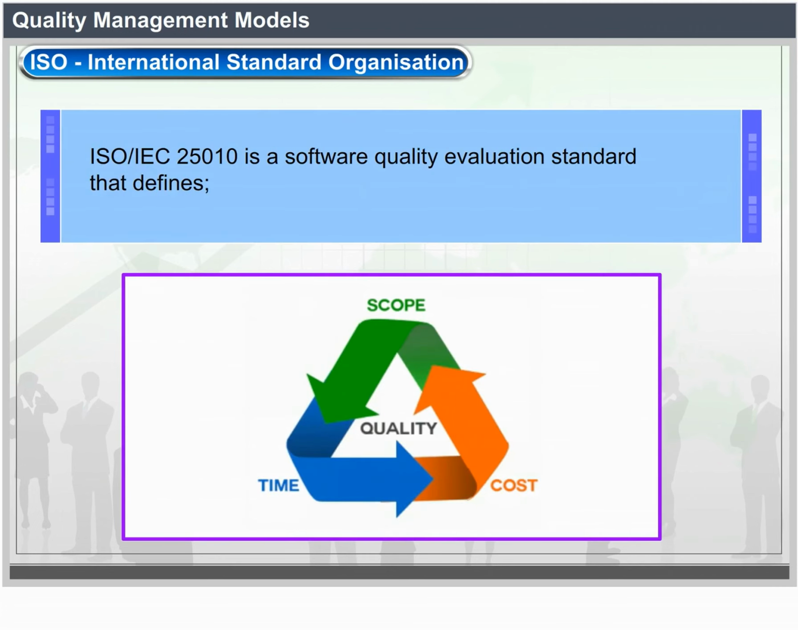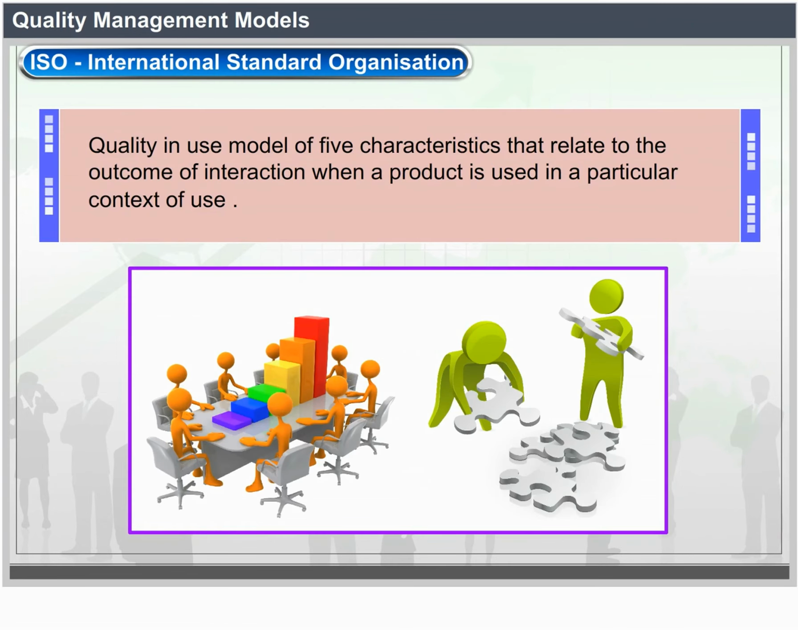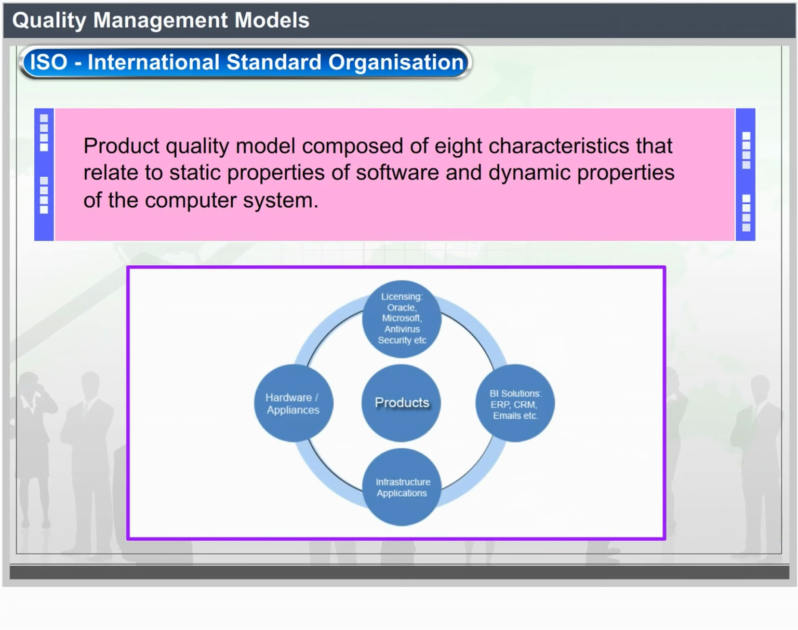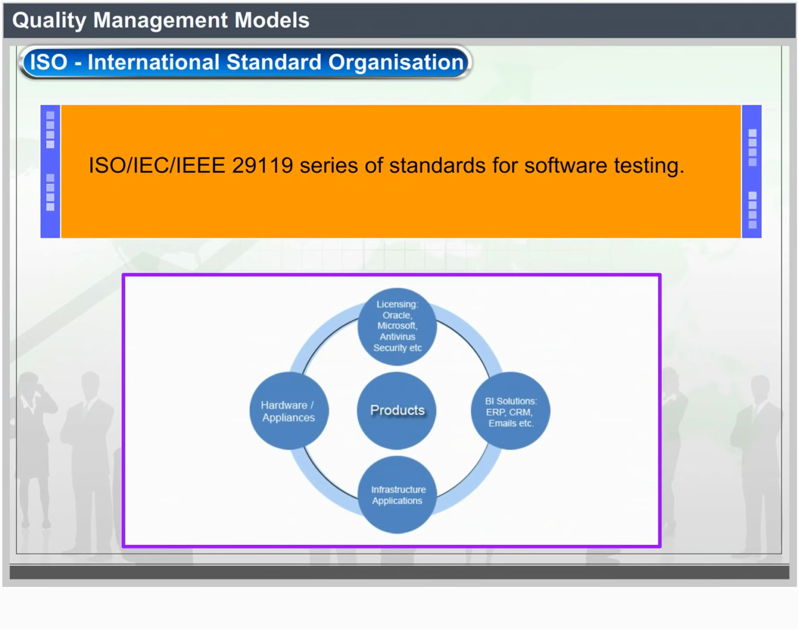ISO IEC 25010 is a software quality evaluation standard that defines a quality in use model of 5 characteristics that relate to the outcome of interaction when a product is used in a particular context of use. The product quality model is composed of 8 characteristics that relate to static properties of software and dynamic properties of the computer system. ISO IEC IEEE 29119 series of standards for software testing.